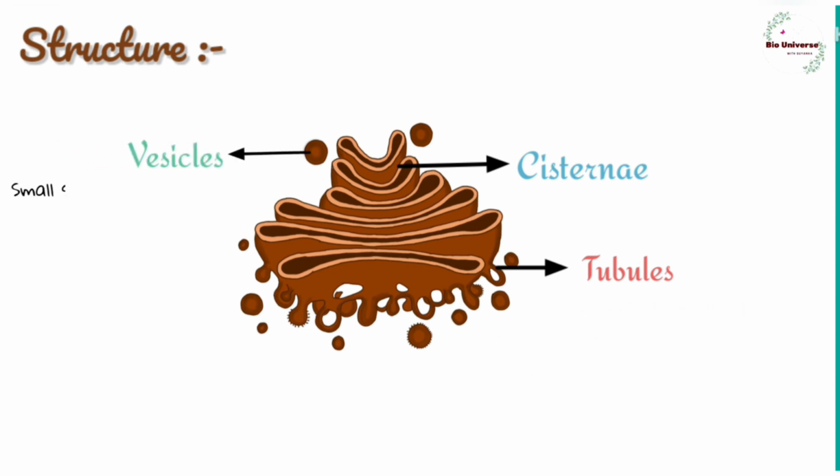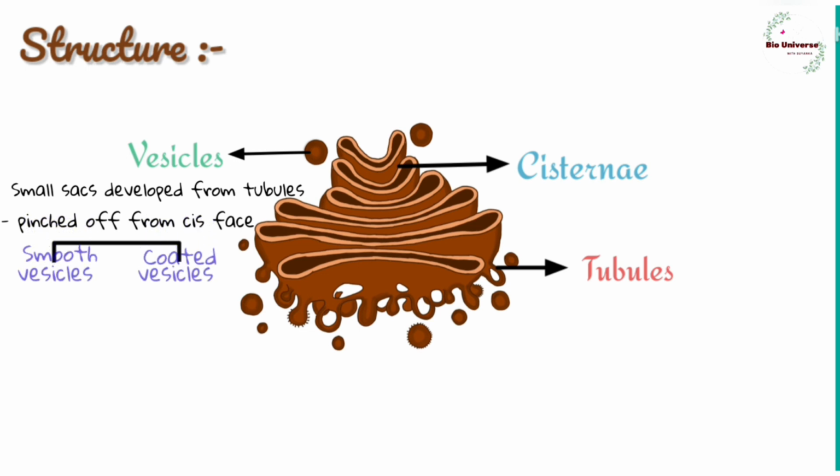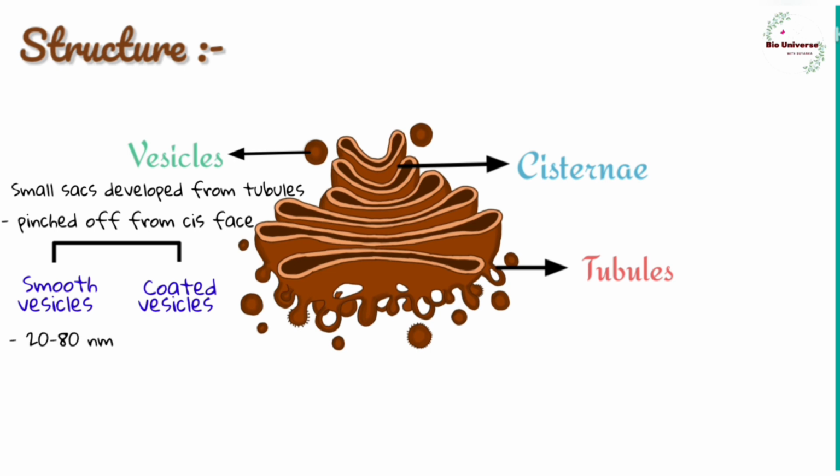Vesicles: they are small sacs which develop from the tubules. They are pinched off as buds from the forming face of the proximal cisterna. They are of 2 types, smooth and coated. Smooth vesicles contain secretory products, also called secretory vesicles. They are 20 to 80 nanometers in diameter.